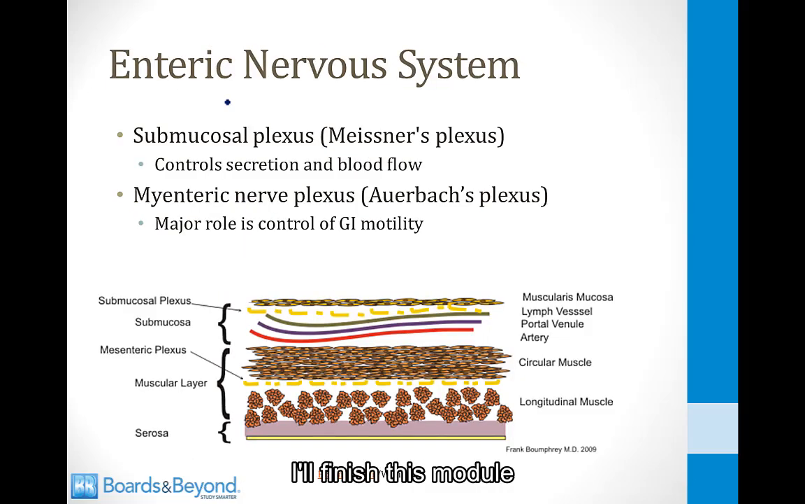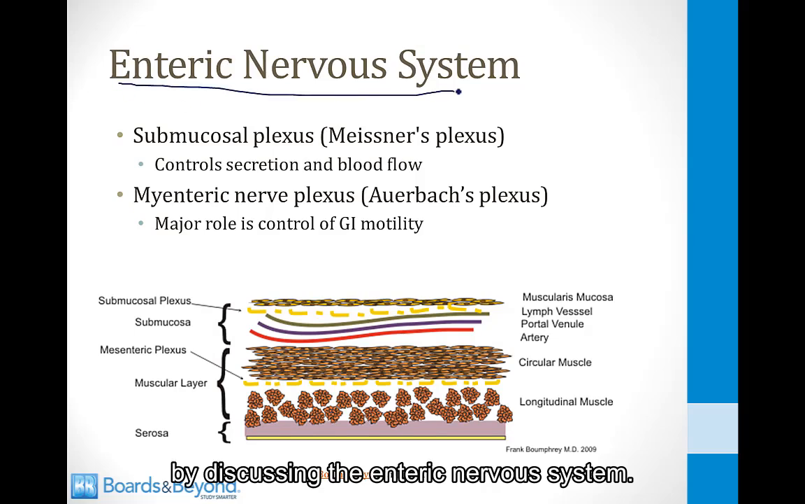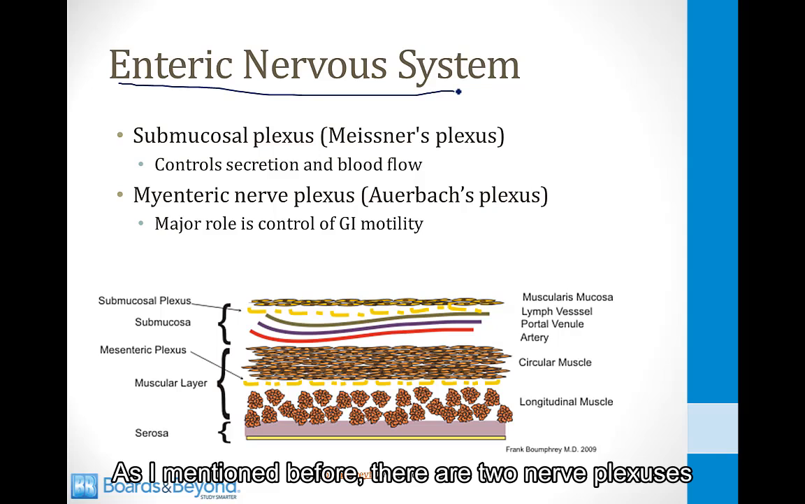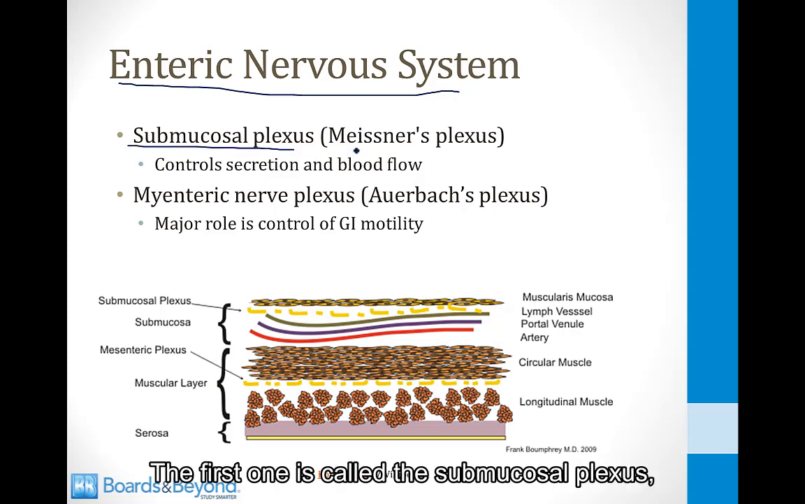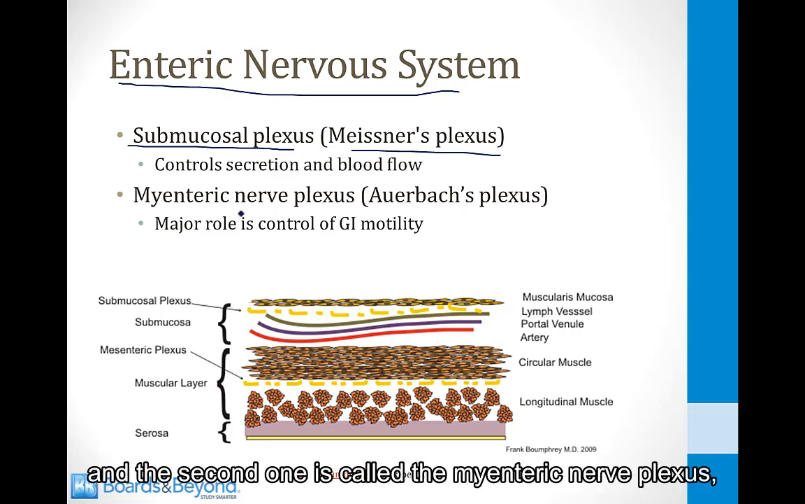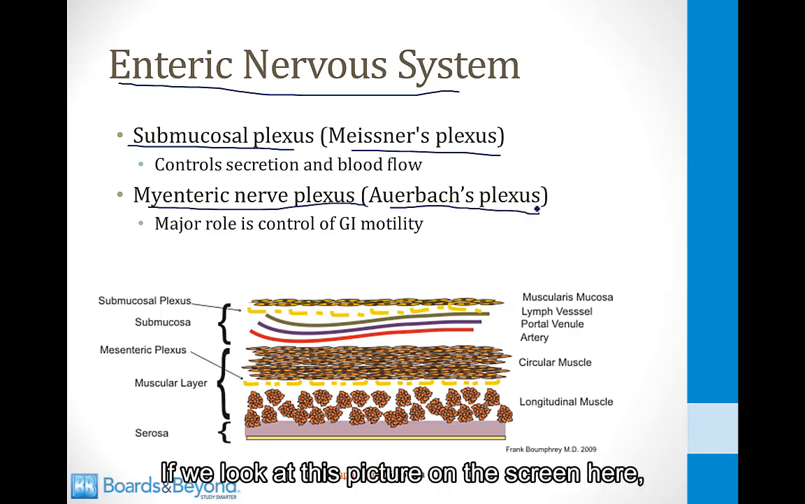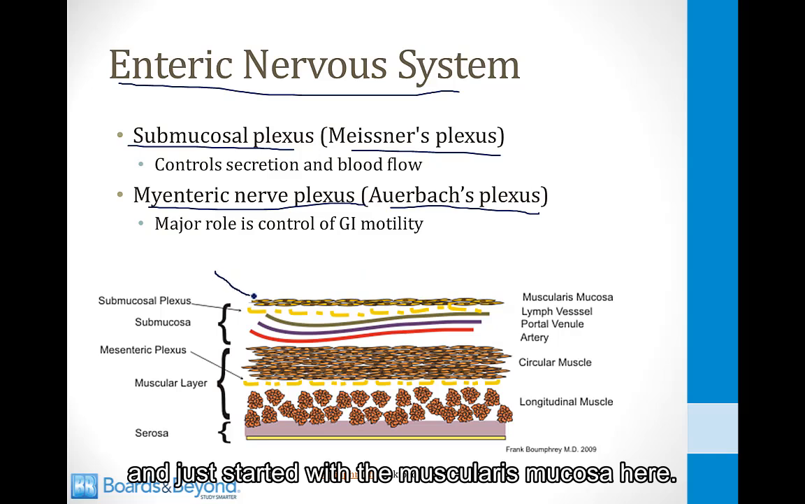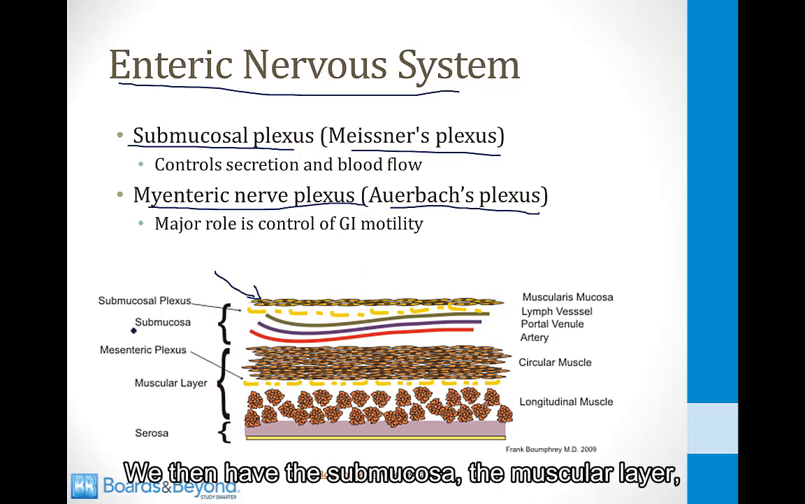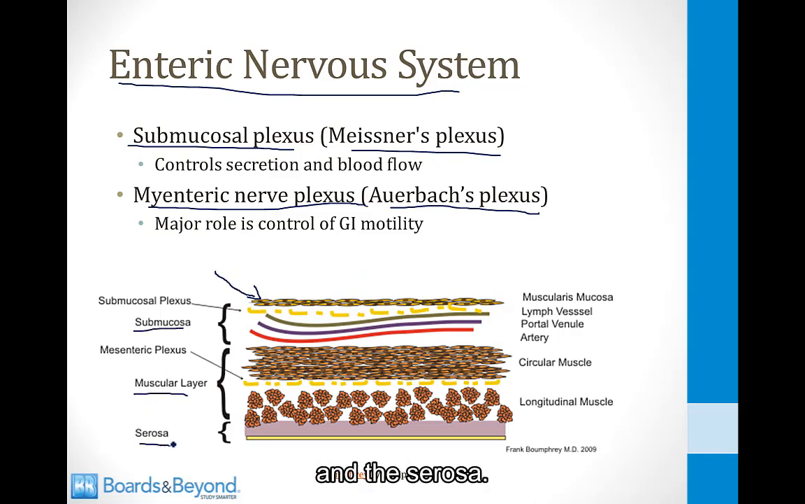I'll finish this module by discussing the enteric nervous system. As I mentioned before, there are two nerve plexuses in the layers of the gastrointestinal wall. The first one is called the submucosal plexus or Meissner's plexus, and the second one is called the myenteric nerve plexus or Auerbach's plexus. If we look at this picture on the screen here, I've cut away the mucosa and just started with the muscularis mucosa here. We then have the submucosa, the muscular layer, and the serosa.